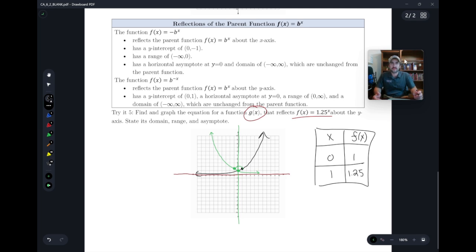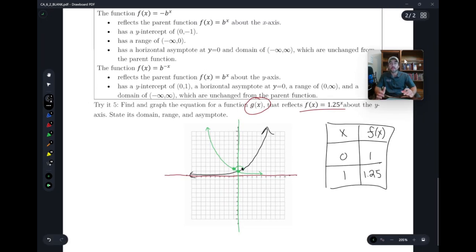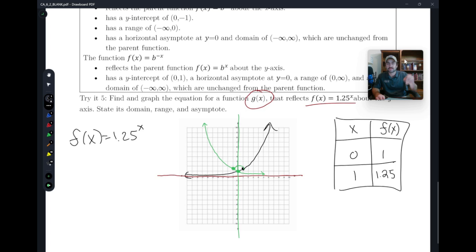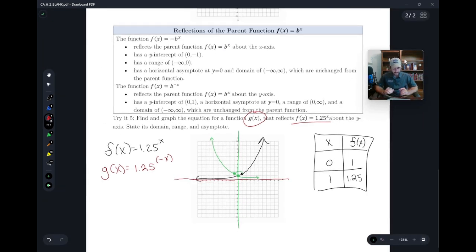And if you remember from back in the day, what y-axis reflections look like, they were a negative sign on the inside of the function, because that's a horizontal reflection. So if you take f of x equals 1.25 raised to the x, what did y-axis reflection mean? It meant horizontal reflection, which meant adding a negative on the inside. And so that would make g of x, you would leave the outside the same, and you would add a negative sign inside of the function, right next to the variable. And that makes sense because now we've got exponential decay happening. And we've got our graph.